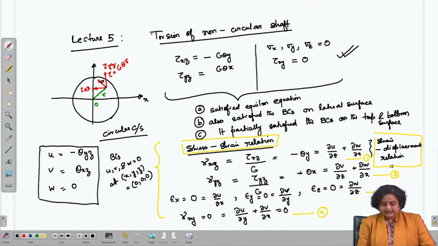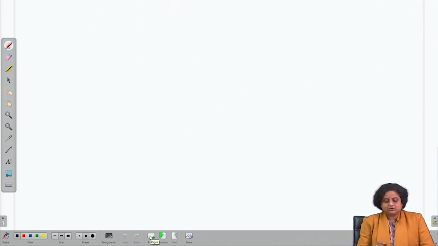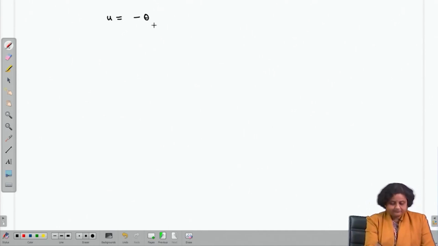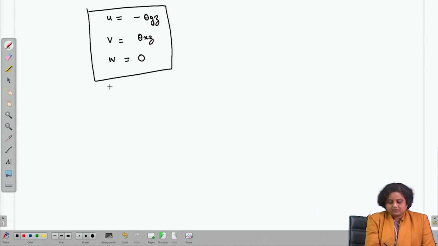So, next we will move from here to torsion of non-circular shaft. So, I have u equals minus theta yz, v equals theta xz, w equals 0 for circular cross section shaft.